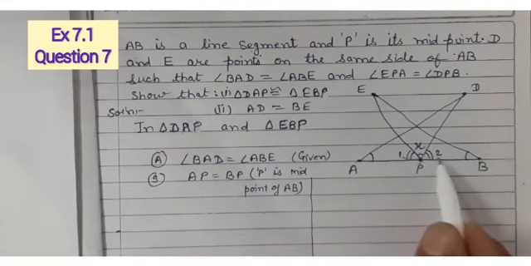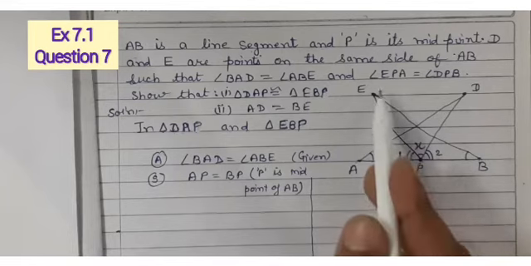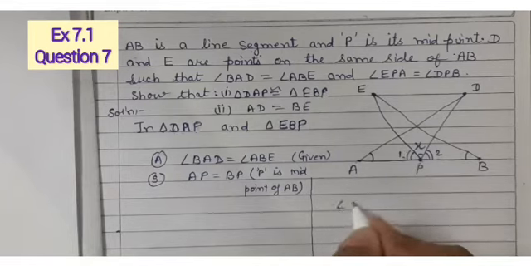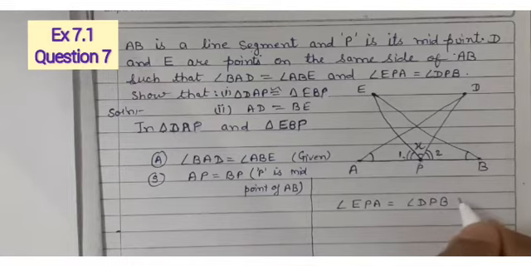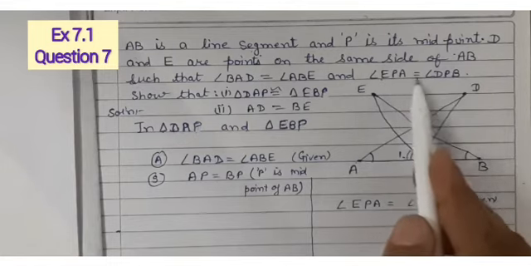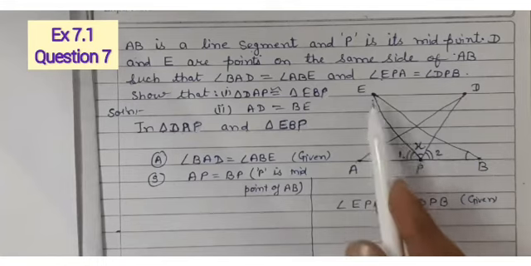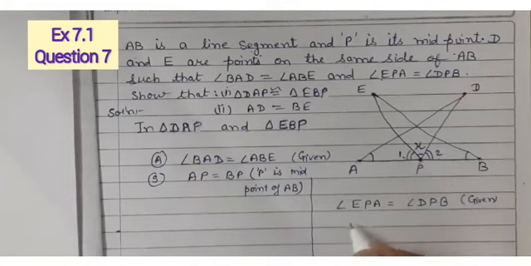This is given to you, angle 1 is equal to angle 2. What is angle 1 here and what is given actually? EPA is given to you and DPB is given to you. See, EPA is equal to DPB. What I have taken EPA, this is angle 1 and DPB is angle 2.